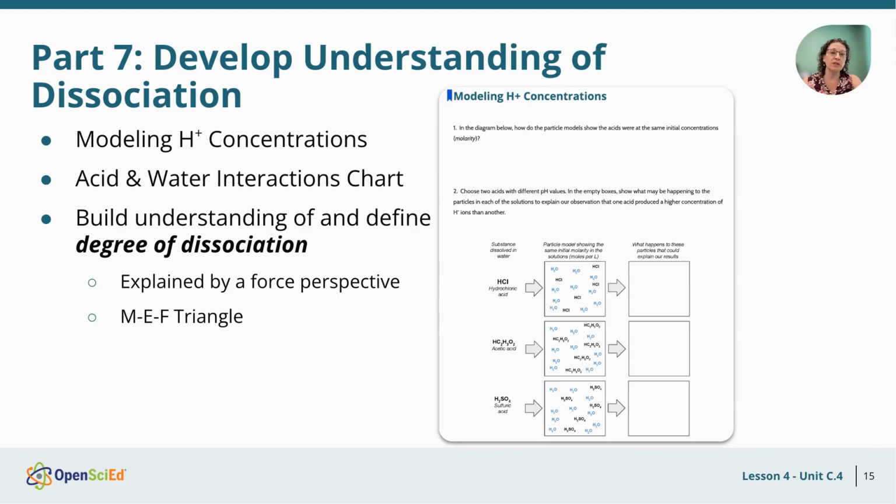Strong acids completely dissociate, producing a higher concentration of hydrogen ions, while weak acids only partially dissociate. The key takeaway is that the acids differ not simply in whether they dissolve, but in how completely they dissociate or break apart in the water. These differences in the degree of dissociation explain the different hydrogen ion concentrations and pH values that we observe.